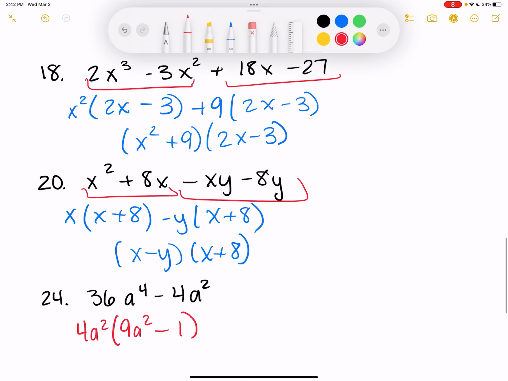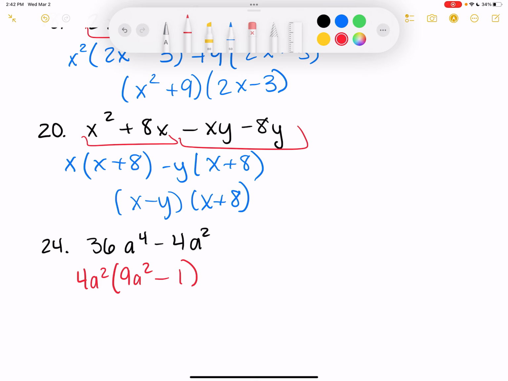Okay. Now what is this? A square, a minus sign. Perfect square trinomial. Other one. Difference of squares. So what does that factor into?